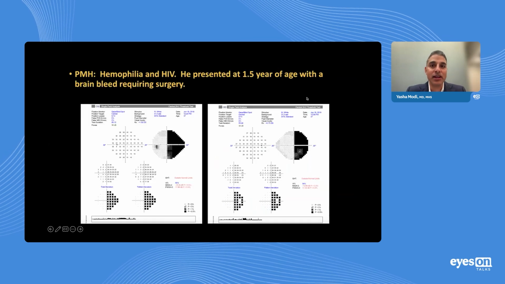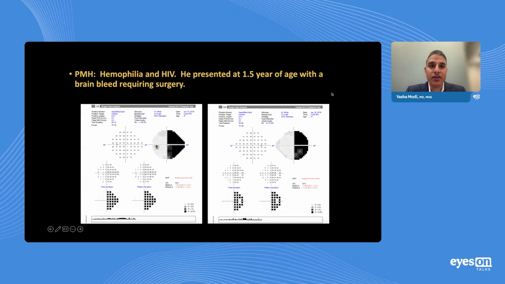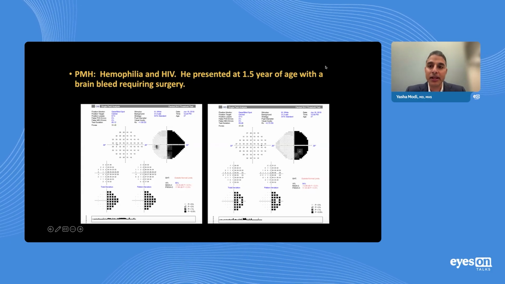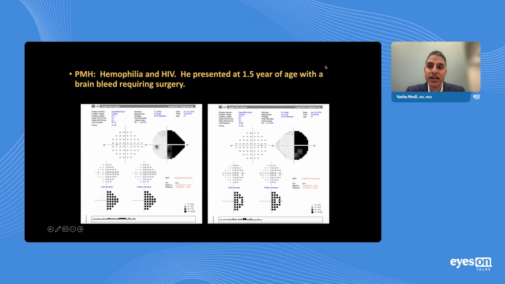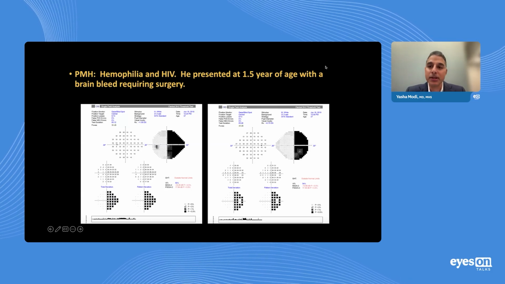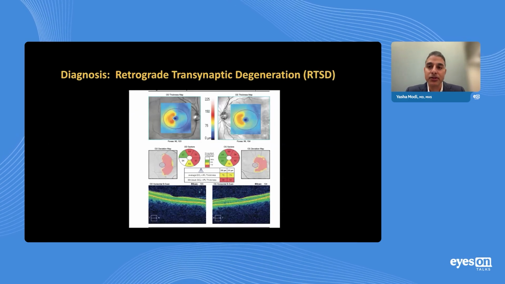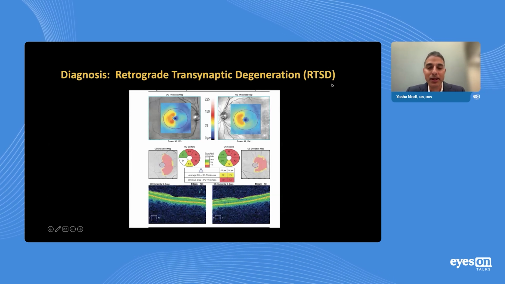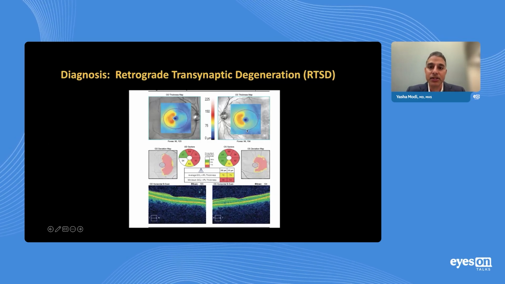Well, this is a case of a patient who has not only hemophilia, but also HIV and presented at 1.5 years of age with a brain bleed requiring surgery. Unfortunately, he also received blood transfusions, which is ultimately how he ended up contracting HIV. But what we see is a very dense right homonymous hemianopia. And so this was able to be picked up on the macular cube, and specifically the GCIPL. So the diagnosis here is retrograde transsynaptic degeneration. And it's a really, really cool way where you can identify a pretty significant neurologic deficit by OCT alone.